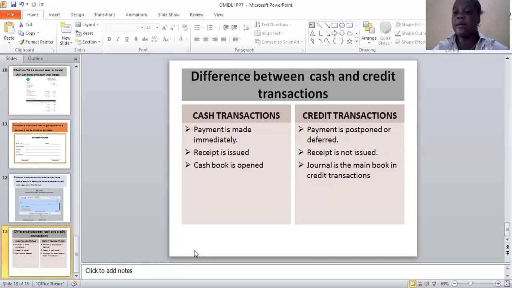Then differences between cash transaction and credit transaction. Cash transaction, payment is made immediately. In credit transaction, payment is being postponed or deferred. In cash transaction, receipt is being issued, but in credit transaction, receipt is not issued. And in cash transaction, you open cash book, and in credit transaction, journal is the principal book that you will open.